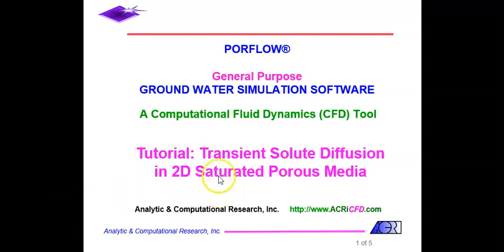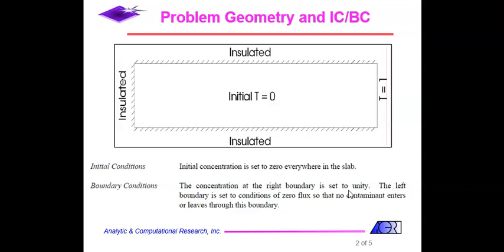In this video, we will learn how to solve the problem of transient species diffusion in a 2D saturated porous media. In this problem, we consider a rectangular domain where the concentration of a species is initially 0 everywhere.